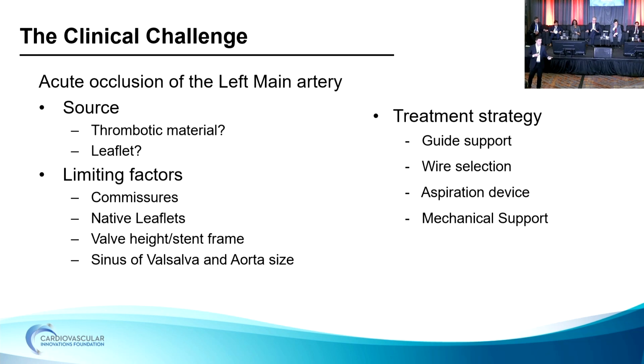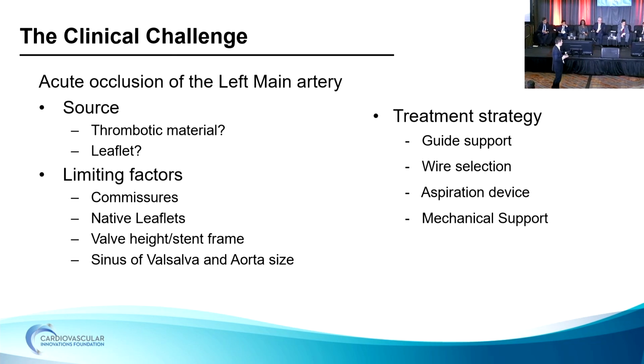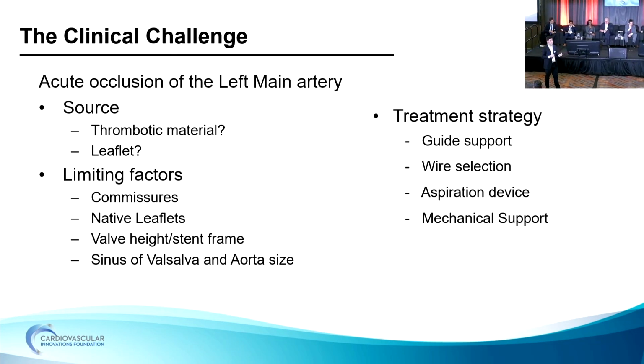So where are your commissures? Where is your native leaflet? How are you going to reaccess it? What's the stent frame? How are the valve heights? Are your sinuses of Valsalva big or not? And you start building up your strategy: what's my guide support, what's my wire support, do I need an aspiration device or not? And this is an acute occlusion of left main. So do I need mechanical support? Is my patient stable enough to tolerate everything that I'm doing?